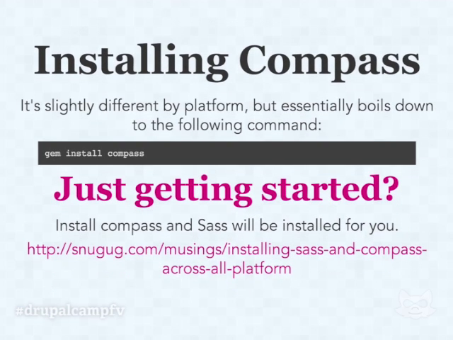Again, slight differences by platform, and this is a really great link for explaining small differences between Mac, Windows, Linux getting up and running. But again, it pretty much boils down to gem install compass. If you don't already have Sass and you run this command, it's going to download and install Sass for you because it requires Sass to run. So if you're just getting started, you can run this one command and get both tools.